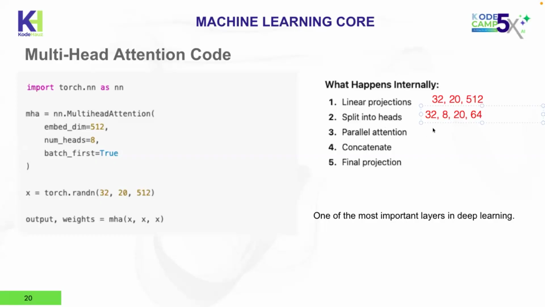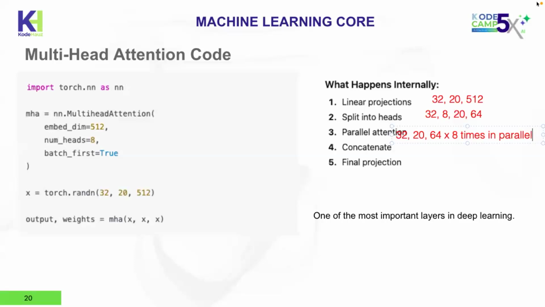Then you do the parallel attention. So the parallel attention is actually basically doing attention on 32 by 20 by 64, right? But you are doing it 8 times in parallel, okay? Then when you have finished the attention, you still get the same dimension out because the V is always the same, right? The V is always the same.